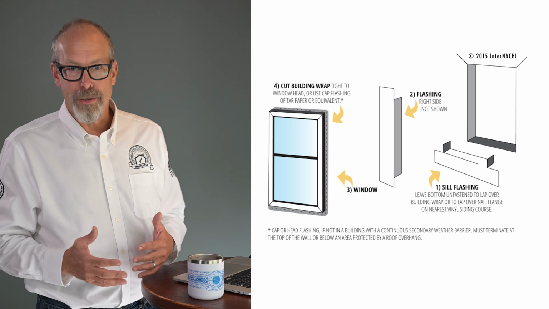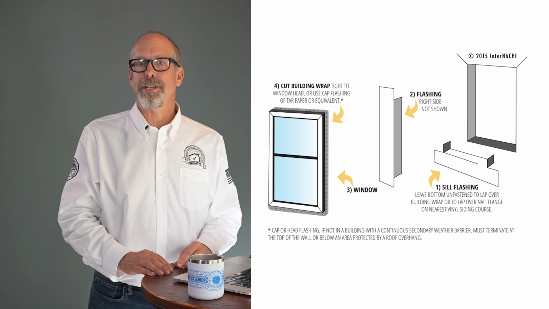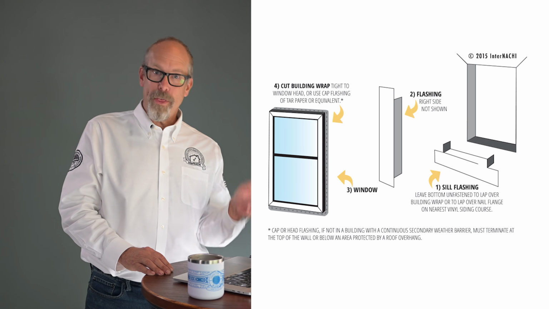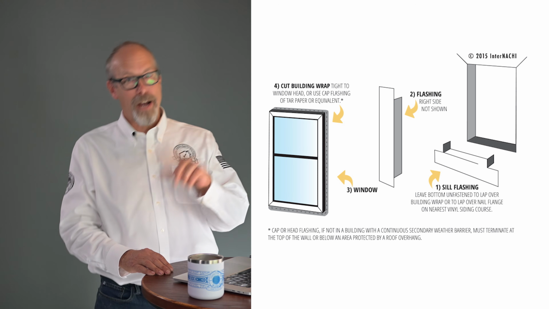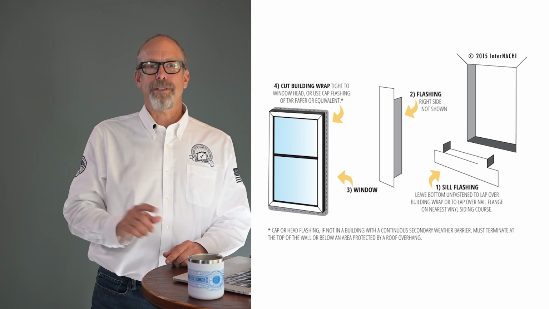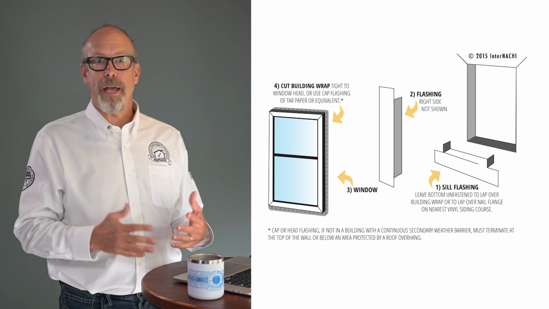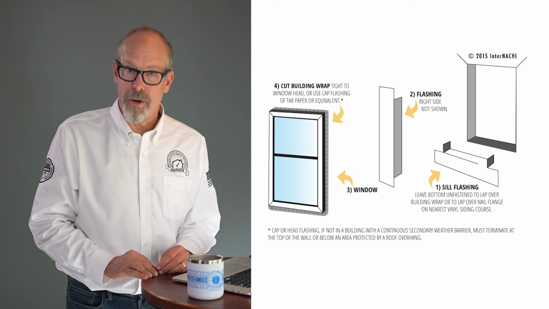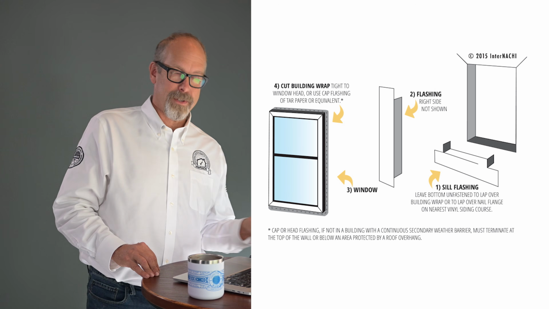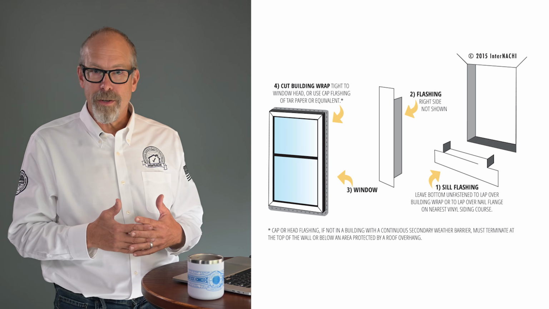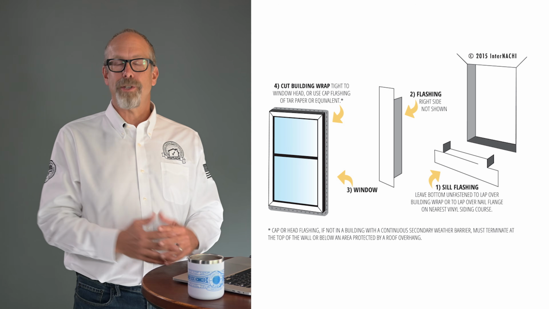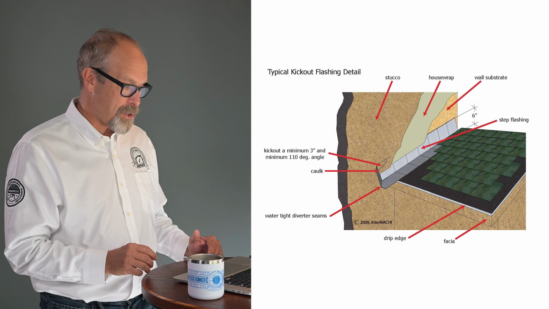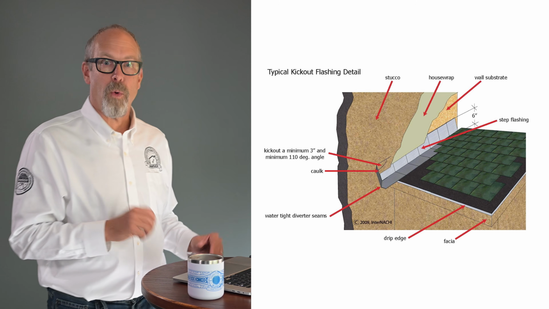Window flashing details vary depending on installation timing relative to the weather barrier. Whether windows are installed before or after house wrap affects the flashing approach. Manufactured components like pre-molded pan flashings provide alternatives to site-built solutions, but proper integration with the wall assembly still remains critical. Kickout flashing protects against water intrusion where roofs meet walls.